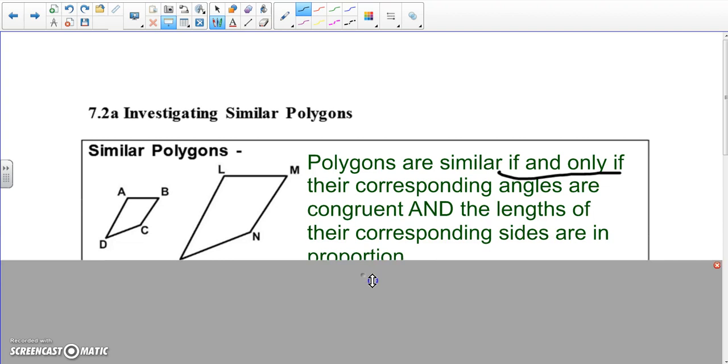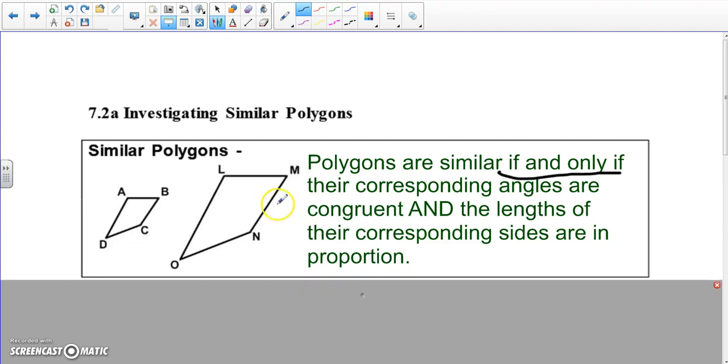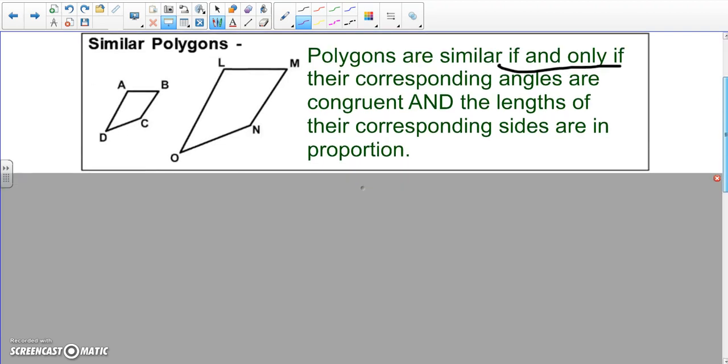But similar polygons are defined this way. Polygons are similar if and only if. So there's your magic words again. Both things have to be true. Their corresponding angles must all be congruent, and the lengths of their corresponding sides must be in proportion. So that idea of scale factor, again, they must be proportional. The angles have to be congruent, and the sides have to be proportional. So go ahead and pause and make sure you get that down, and we'll look at it. So pause now.